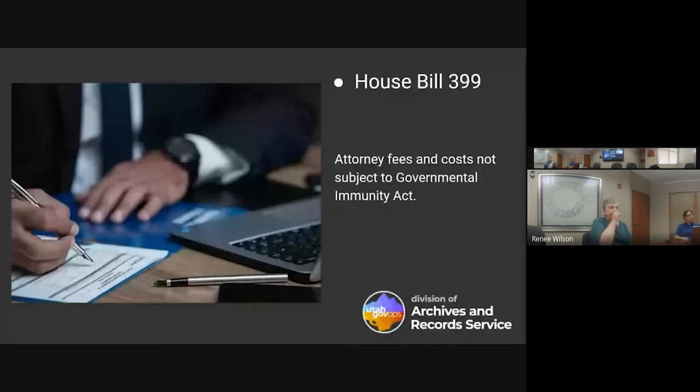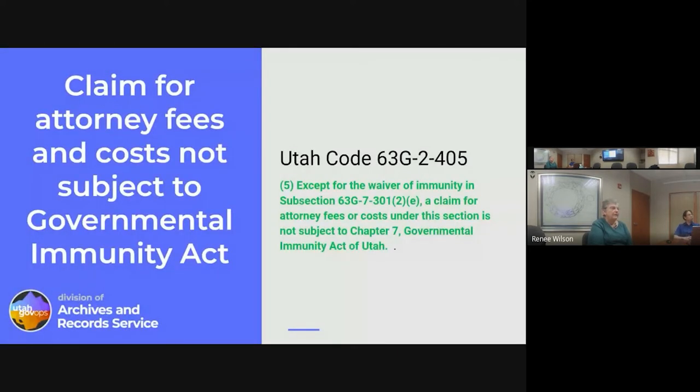The attorney fees and costs are not subject to the Governmental Immunity Act. So this was added to 405, except for the waiver of immunity in subsection 63G-7-301(2)(e), a claim for attorney fees or costs under this section is not subject to the Governmental Immunity Act. So I am not that familiar. We can also ask Paul about this in a moment. But I think the Governmental Immunity Act essentially just means that governmental entities and government employees cannot be sued for damages that occur as a result of them just carrying out their government functions.